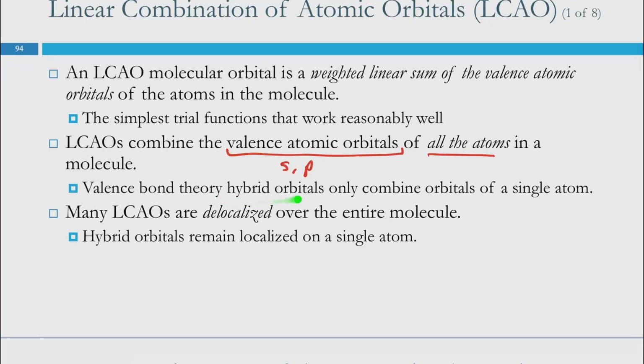So with valence bond theory, we were hybridizing the orbitals for just the central atom, the one atom in the middle. And this will be for, basically for us, two different atoms.